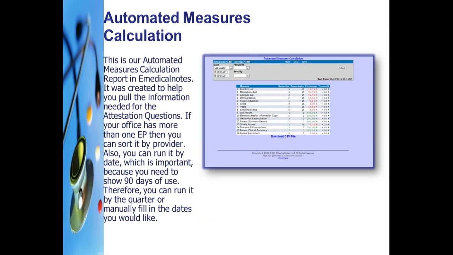If your office has more than one eligible provider, then you can sort it by provider as well. Also, you can run it by date, which is important because you need to show 90 days of use. Therefore, you can run it by the quarter, or you can fill in the dates manually.